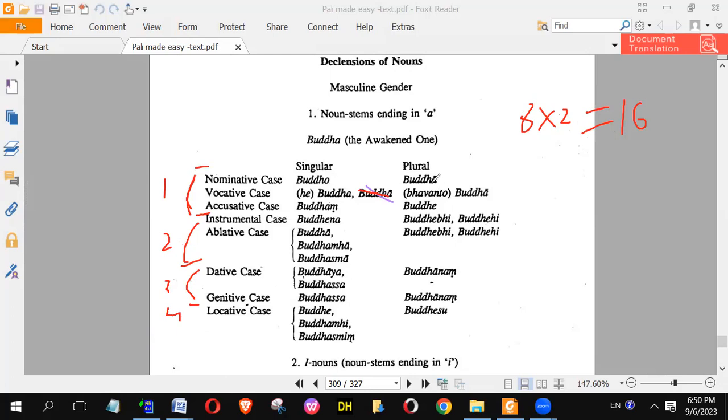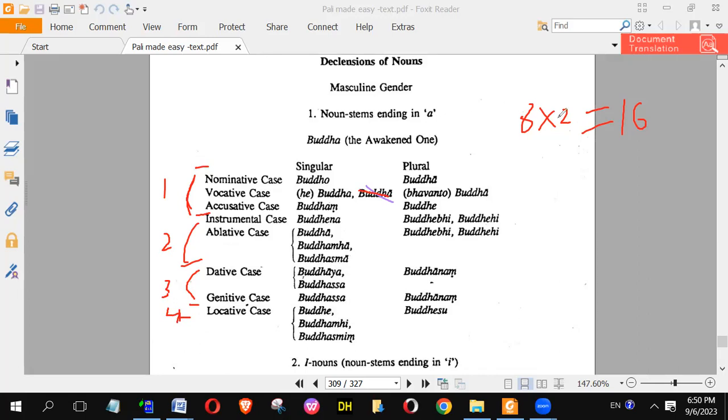Okay, so Buddho, Buddha, Buddha, Buddham, Buddhe, first block. Buddhena, Buddhebhi, Buddhehi, Buddha, Buddhamha, Buddhasma, Buddhebhi, Buddhehi, second block. Buddhaya, Buddhassa, Buddhanam, third block. Buddhe, Buddhamhi, Buddhasmim, Buddhesu. All right. So if you can break these 8 cases into 4 blocks, then your mind will not be so tired. That's the method of learning.